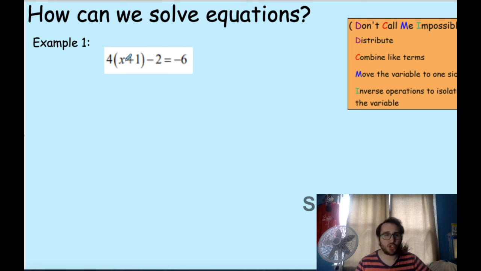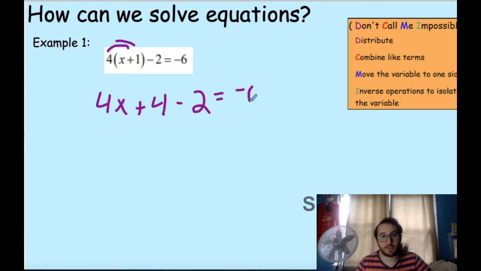So the first thing is to distribute. Can I distribute? Yeah, there's distributing right here. So 4 times x is 4x. 4 times 1 is +4. Minus 2 equals -6. So I'm done with that.